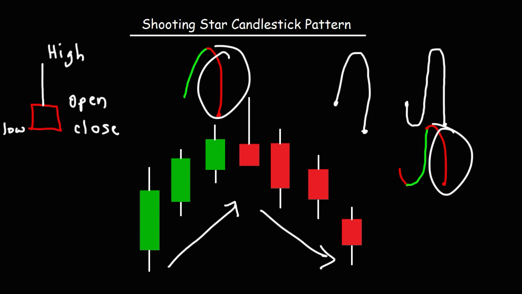And that's basically it for this video. Hopefully it gave you a good introduction into candlesticks and how to use candlestick patterns to identify a potential trend reversal.